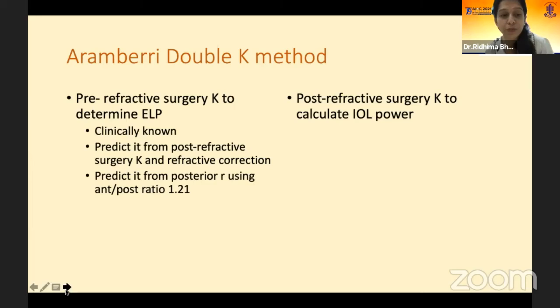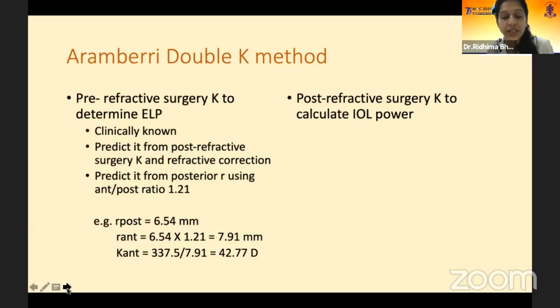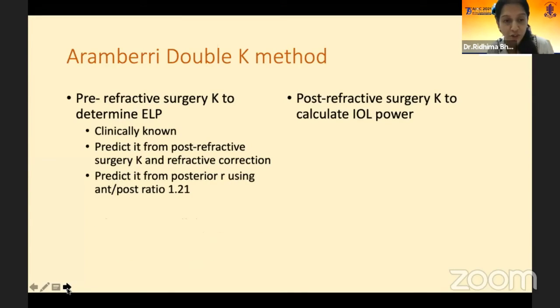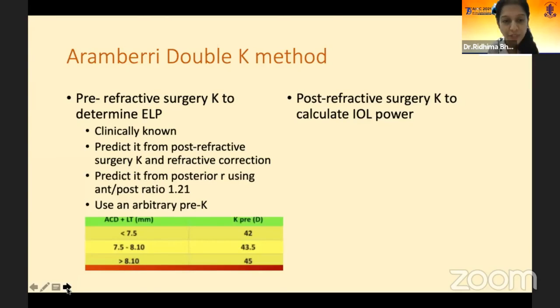Or it can also be predicted using the posterior radius of curvature. Like we are saying that after a myopic LASIK, the posterior radius of curvature is not changing. So if as of now it is 6.54, you multiply that by 1.21, you'll get the anterior radius of curvature, and converting it into a dioptric value would give you the pre-K reading for that particular cornea. Or there are also arbitrary measurements from which you could derive the pre-K, as shown in this table.